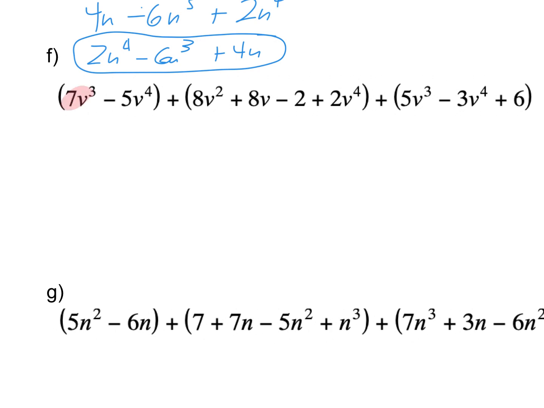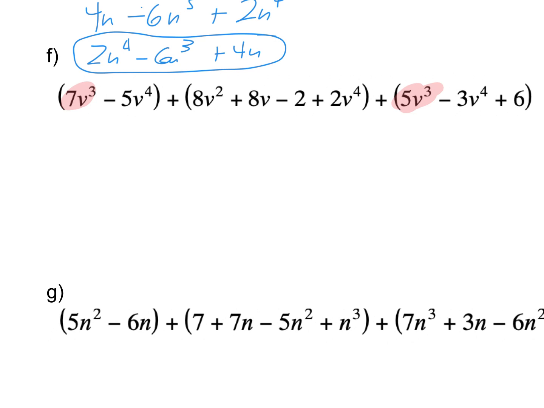So first, I have a term, and the variable is v to the third. So I'm scanning to see if I have any other terms with that variable. Looks like I have 1 more right there. So let's go ahead and highlight that. And that is it for v to the third.